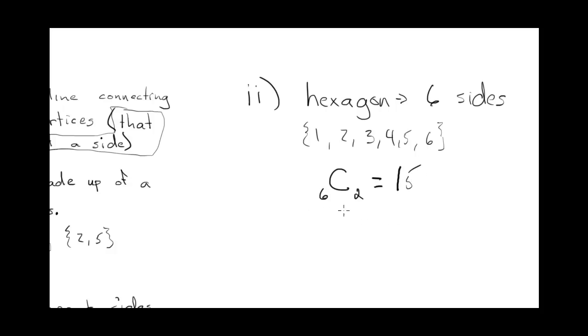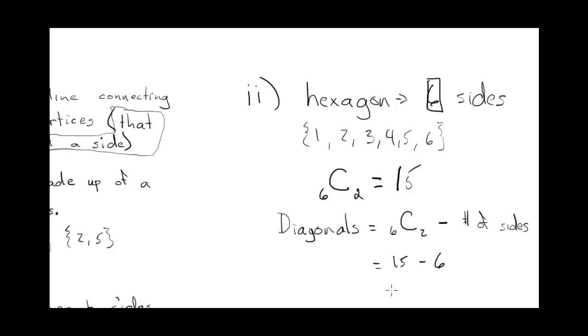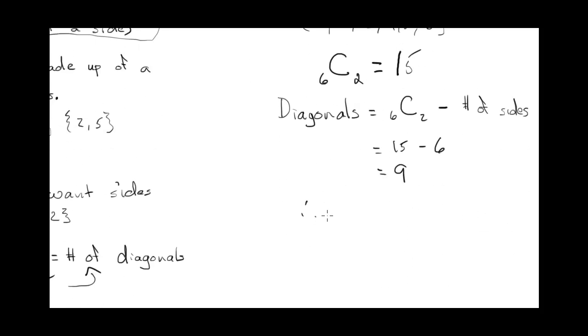So therefore there are 15 pairs, but remember, just like in the last question, you're going to have to subtract the sides. So diagonals would be equal to 6 choose 2, minus the number of sides, which would be 15 minus 6, since the number of sides is 6. So you've got 9 diagonals.